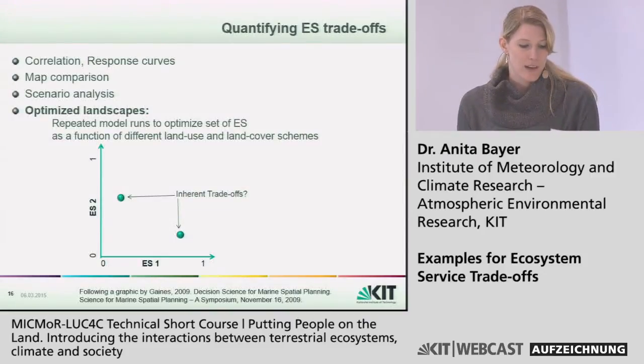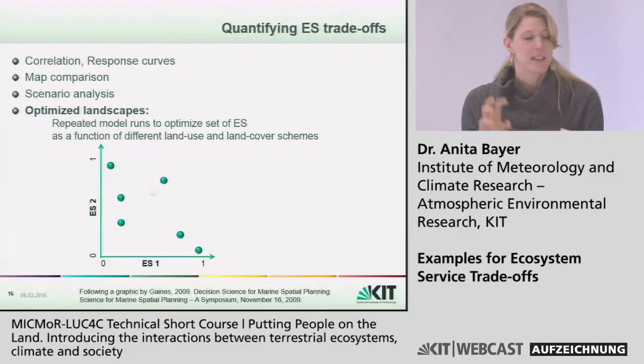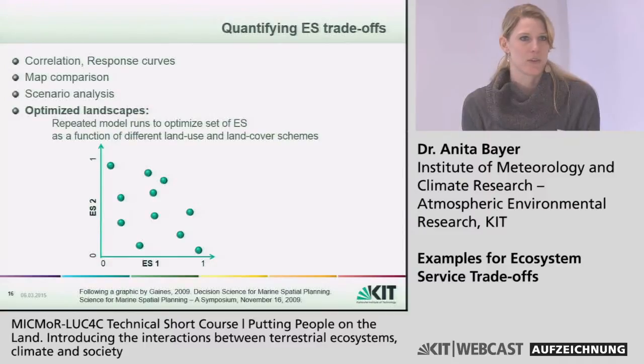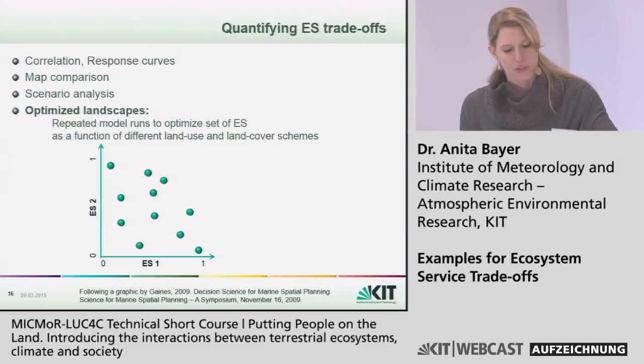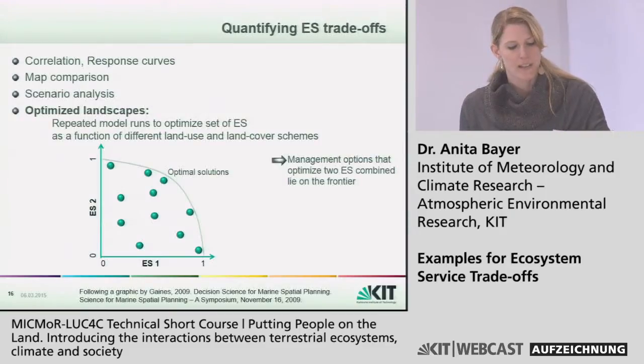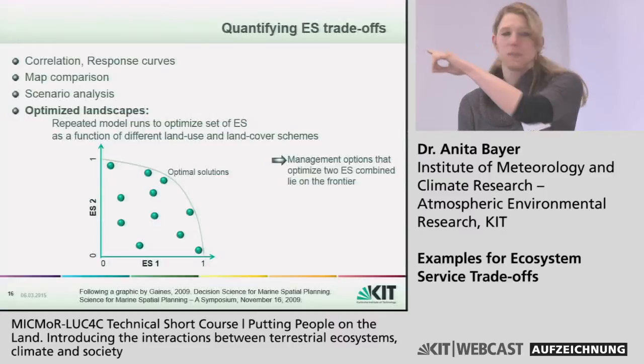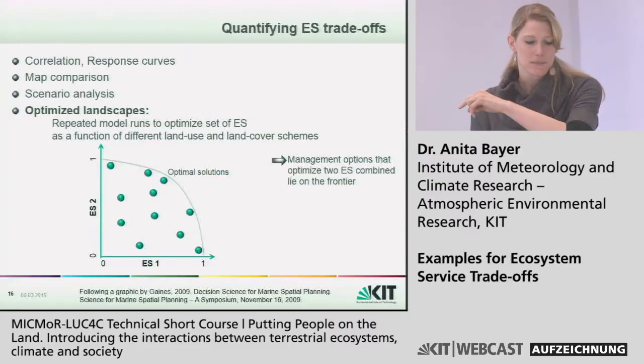But if you now have the opportunity to run models to create other scenarios and just run that, then you might get a point cloud that might look like that. So that gives you different options of land use scenarios now. And what you see from that plot is that there is kind of a frontier. And all these solutions that are close to this frontier do actually produce optimal solutions where either one or both of the services are maximized.